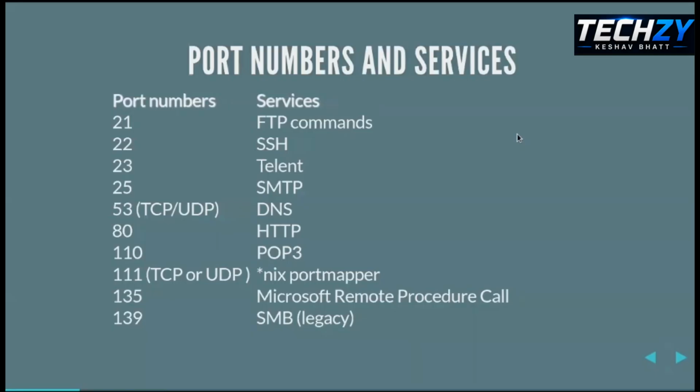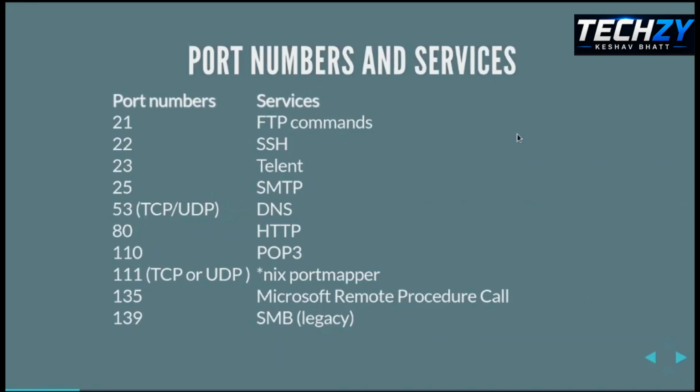Anything that needs to deal with DNS, whether you are using TCP or UDP as a protocol, uses port number 53. Similarly, for HTTP it is 80, and for POP3 it's 110. For Unix port mapper services it is TCP and UDP.